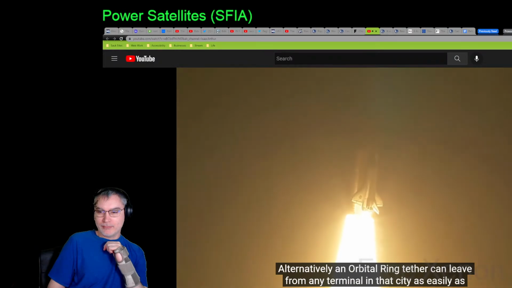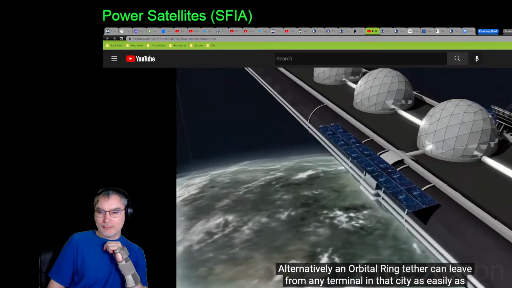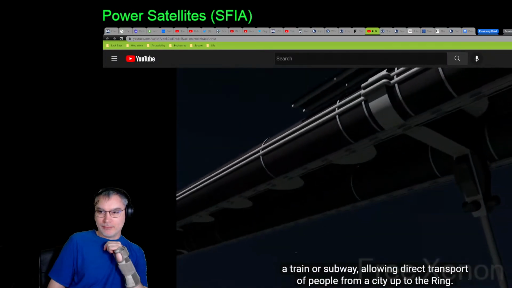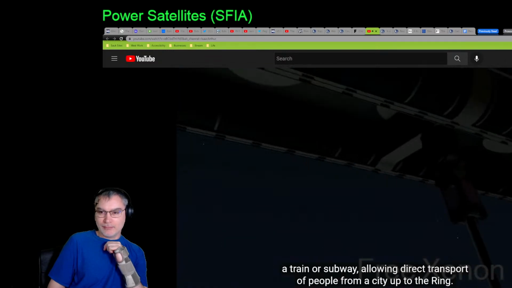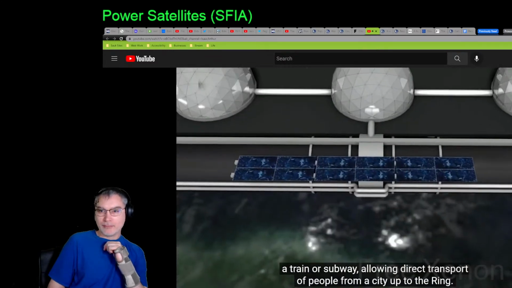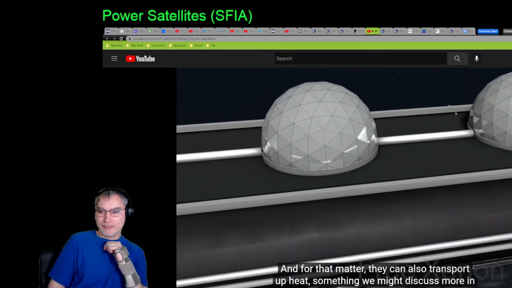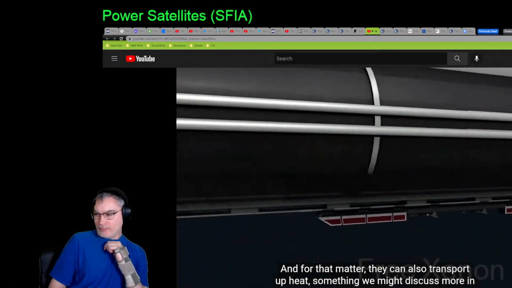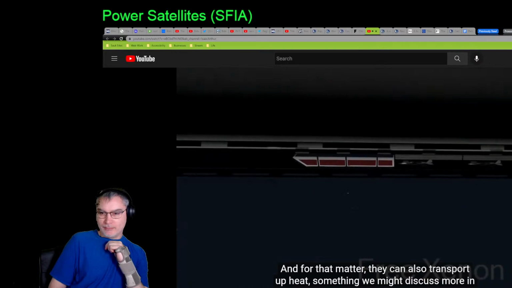Alternatively, an orbital ring tether can leave from any terminal in that city as easily as a train or subway, allowing direct transport of people from a city up to the ring. And for that matter, they can also transport up heat, something we might discuss more in the future.